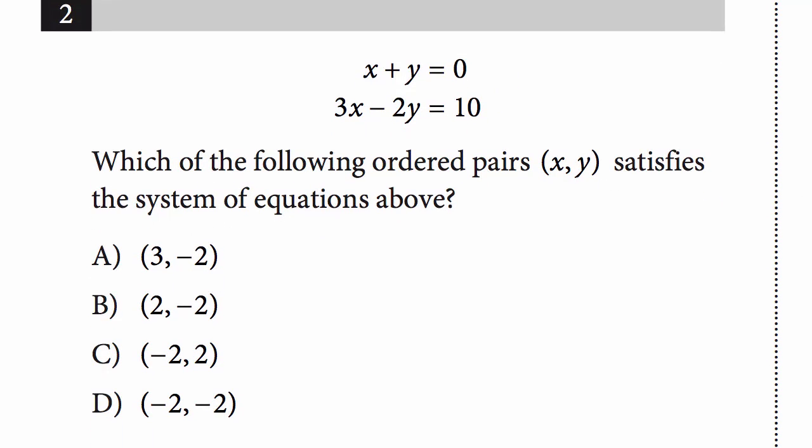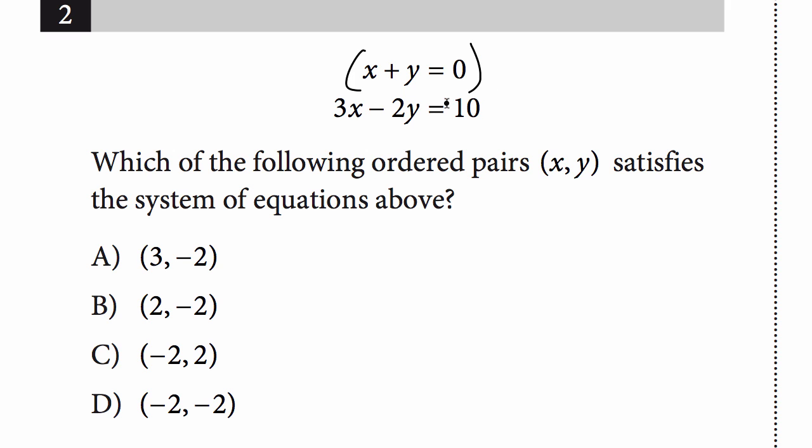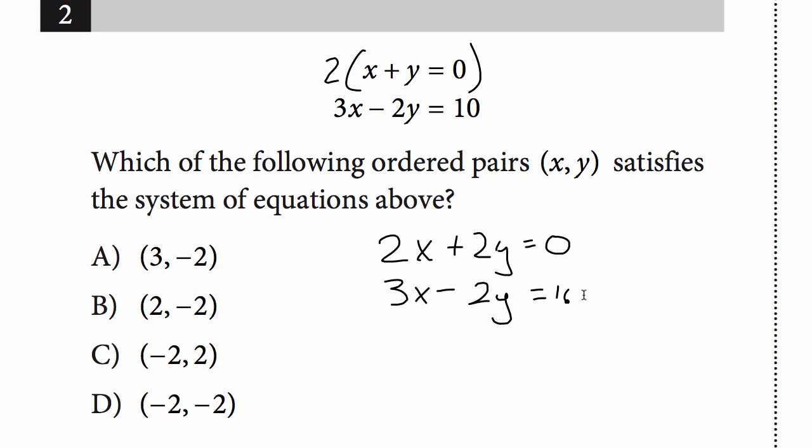Number 2, systems of equations problem. Which of the following ordered pairs satisfies the systems of equations? You could go through and try and plug each of these in. I'm just going to show you how to do the algebra real quick. Let's do everything times 2, and you'll see why. That's going to be 2x plus 2y equals 0. And I still have the bottom equation. Minus 2y equals 10. Let's add the two equations.